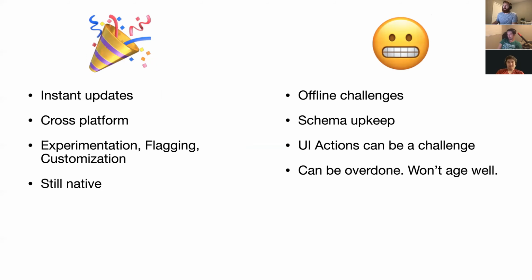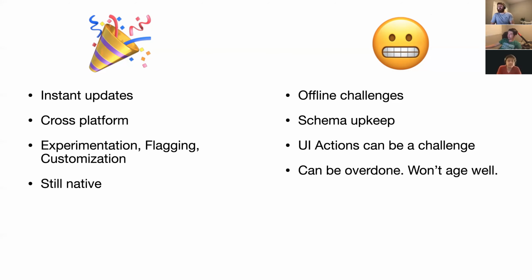Some of the pros are instant updates. You update something on the back end and all your clients have a brand new UI instantly. You don't have to go through app store submissions or anything like that. Cross-platform. So a lot of the business logic and work to display the UI is shifted from the front end to the back end. So you're saving some work there and it makes it a little bit easier to consume functionality on the front ends.